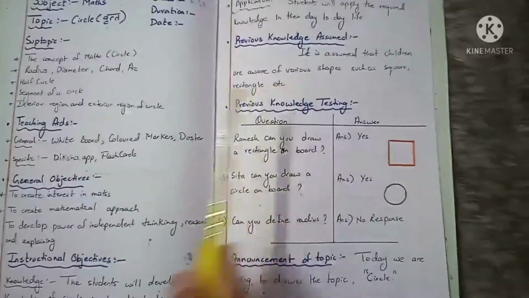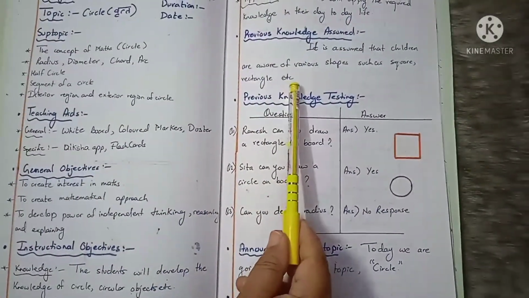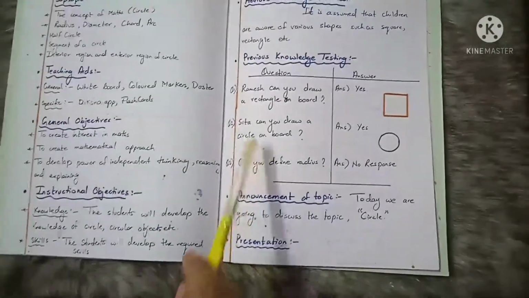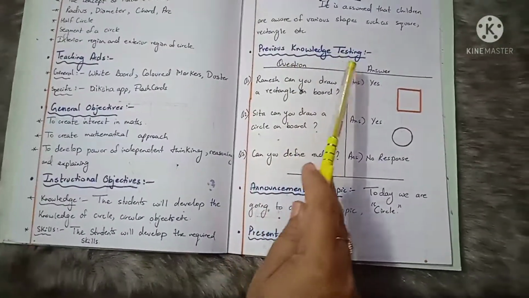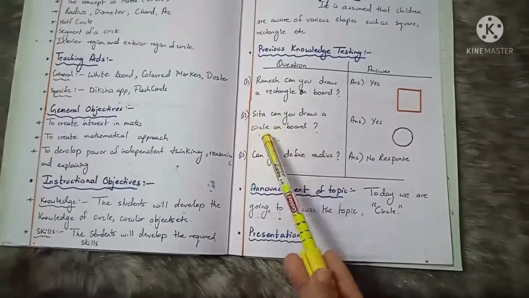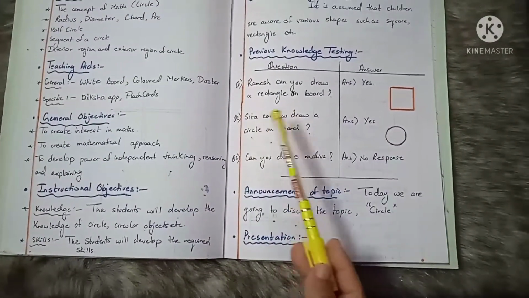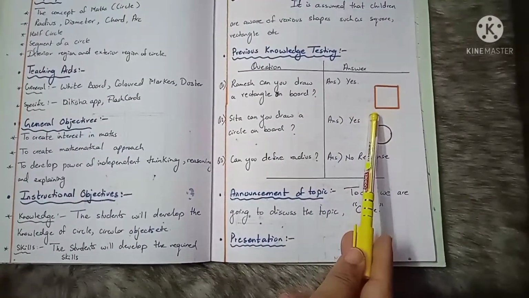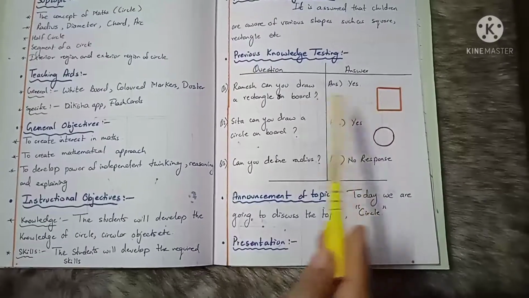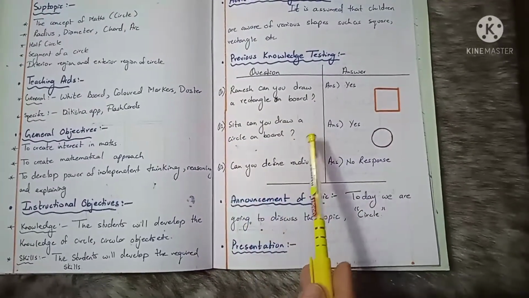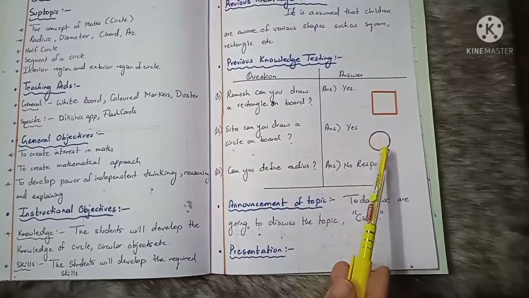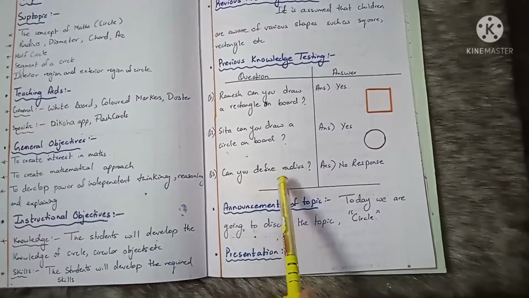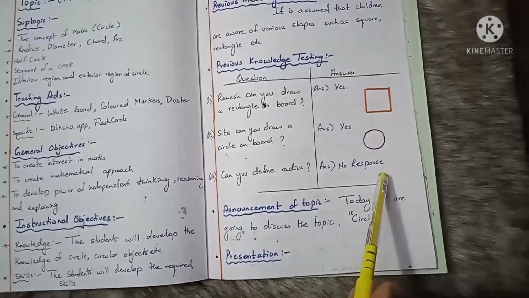Previous knowledge assumed is that children are aware of various shapes such as a square, rectangle, etc. For previous knowledge testing, what we do is we ask a child, suppose Ramesh, that can you come and draw a rectangle on the board, and he comes and draws it on the board, or a square on the board. Then we ask Sita whether she can draw a circle. She comes and draws it on the board. Then we can ask the child to define radius, and there will be no response.